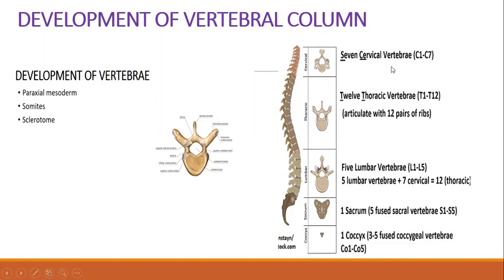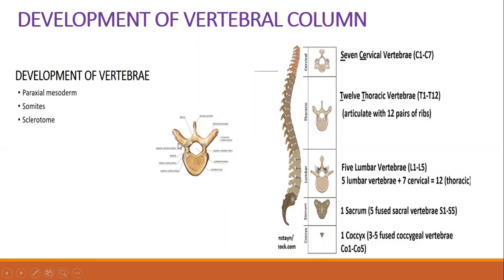So there are 7 cervical, 12 thoracic, 5 lumbar, 5 sacral vertebrae fused to form 1 sacral bone, and 3 to 5 coccygeal vertebrae fused to form 1 coccyx or a tailbone. These whole vertebrae form your vertebral column. Before describing the development of vertebral column, you must describe the development of a vertebra. How is a vertebra formed?